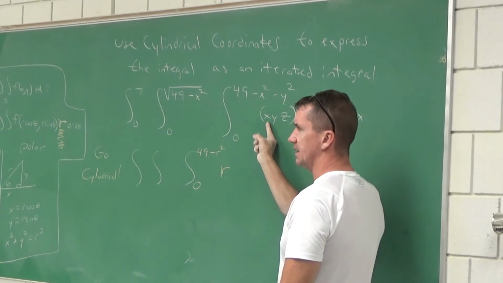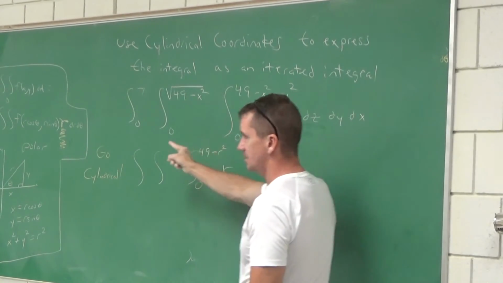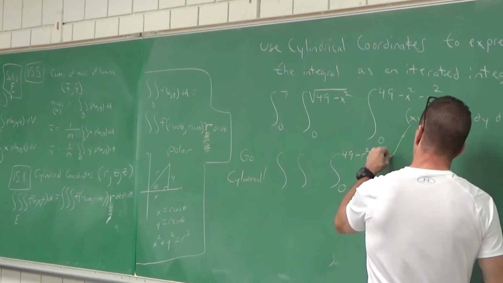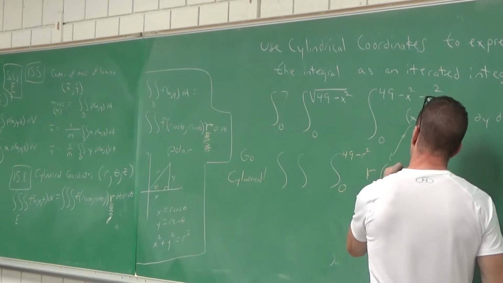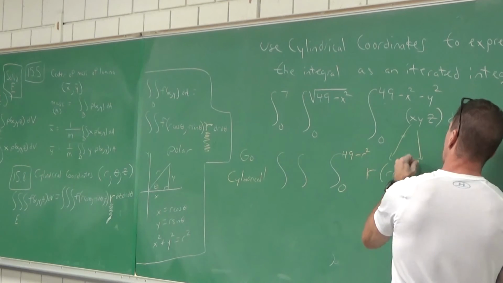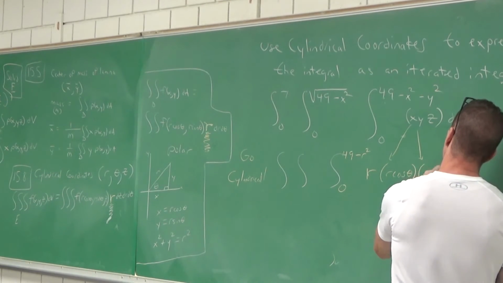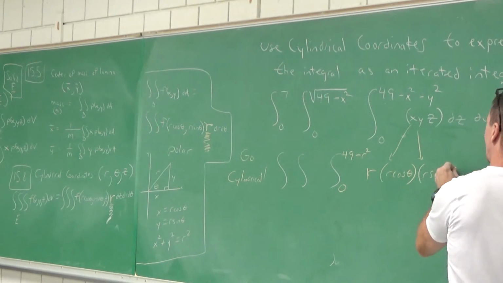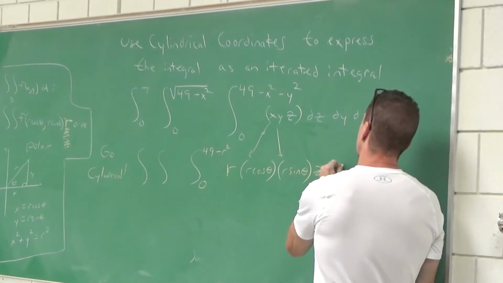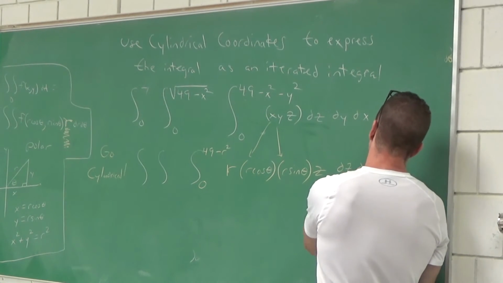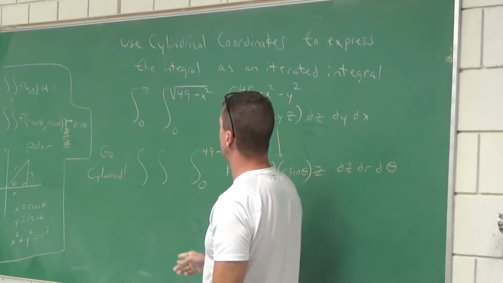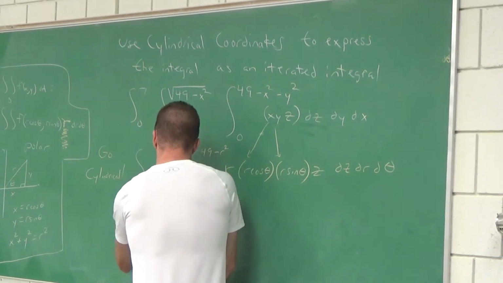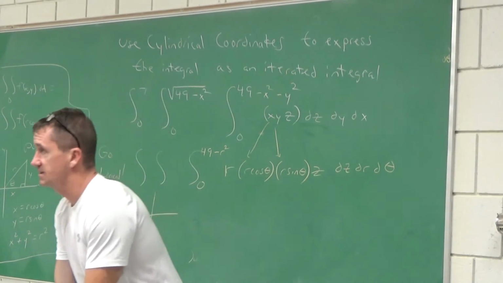What's X though? I can't leave that. I got to put all that, isn't it? I got to put that entire what? R cosine theta. All right, what's Y? R sine theta. What's Z though? Oh, in cylindrical coordinates, Z is just what? Z. dz, dr, d theta. Oh, we're rolling. This we got to be careful on. So let's draw that image.